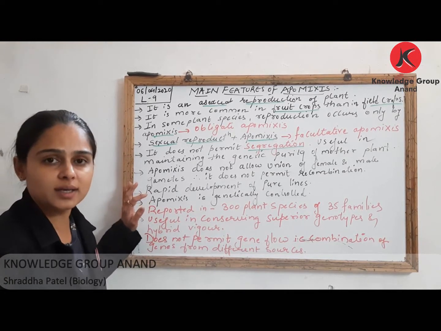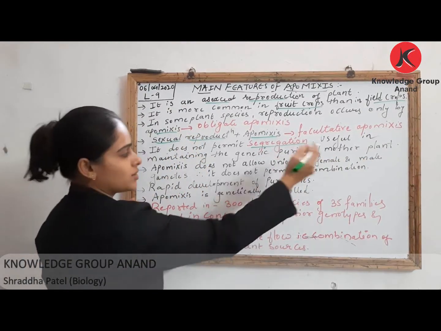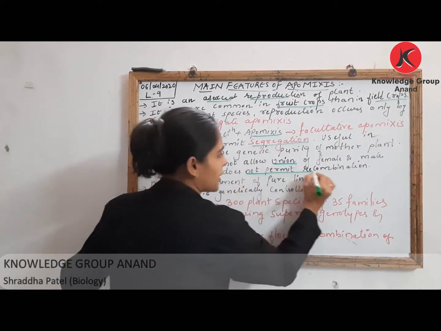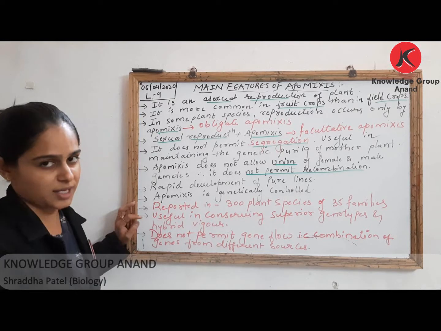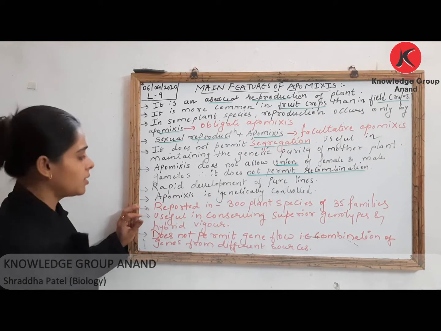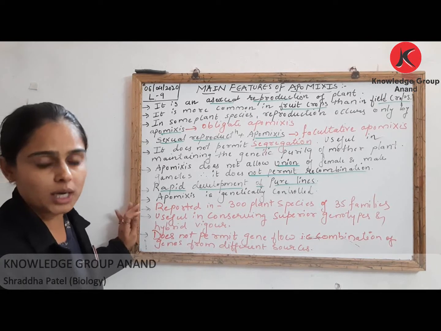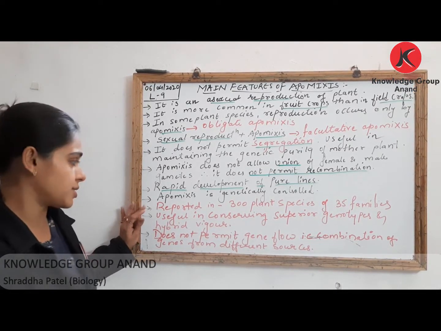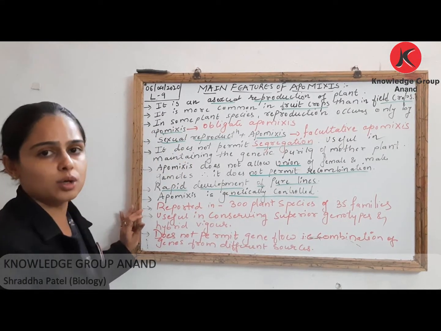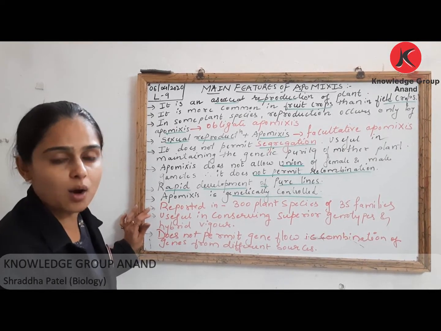Here we very well know that there is no formation of male gamete and female gamete. होता ही नहीं है तो यूनियन भी नहीं होगा, राइट? And thus it does not permit recombination. There is no chance of recombination also. Again, most important thing, rapid development of pure lines. Important one, rapid development of pure lines, right? Then apomixis is genetically controlled. Most often apomixis is controlled by a dominant allele of a gene.